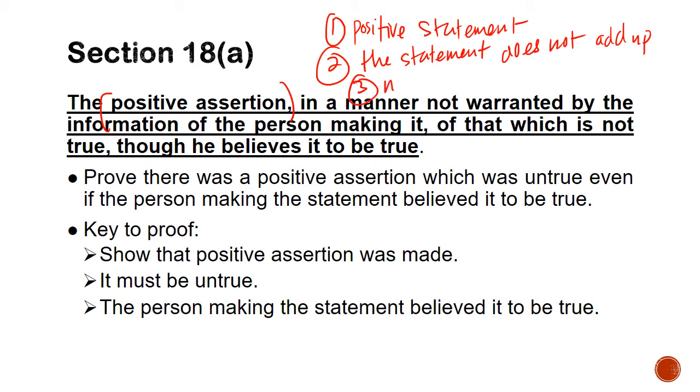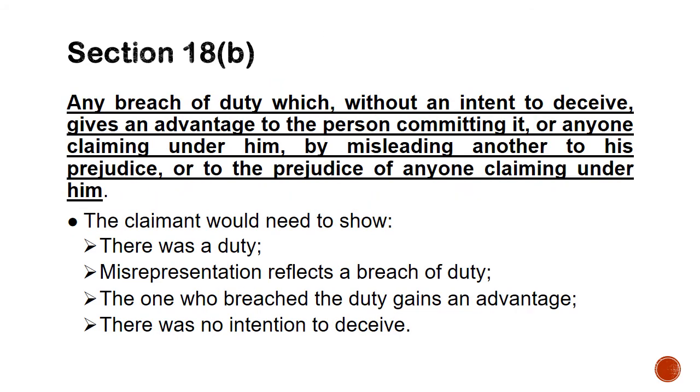Third is the maker believes it. And this is where the honest mistake aspect comes in. So the statement itself is not logical. It may defy common sense. But the maker believes it so much that he or she persuades you that the statement is true. So that is the essence of 18A.